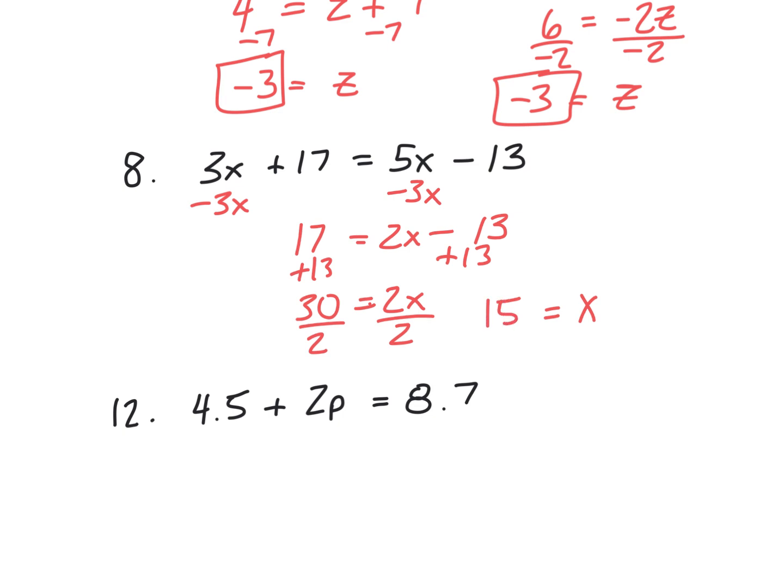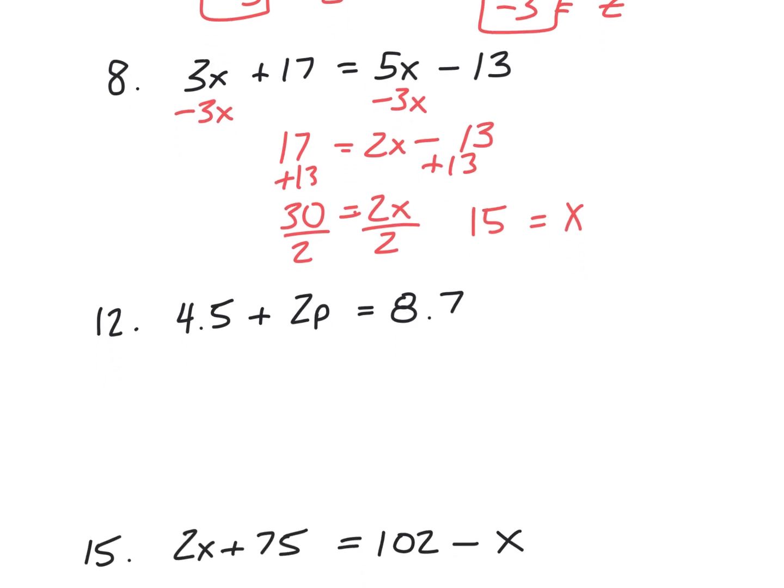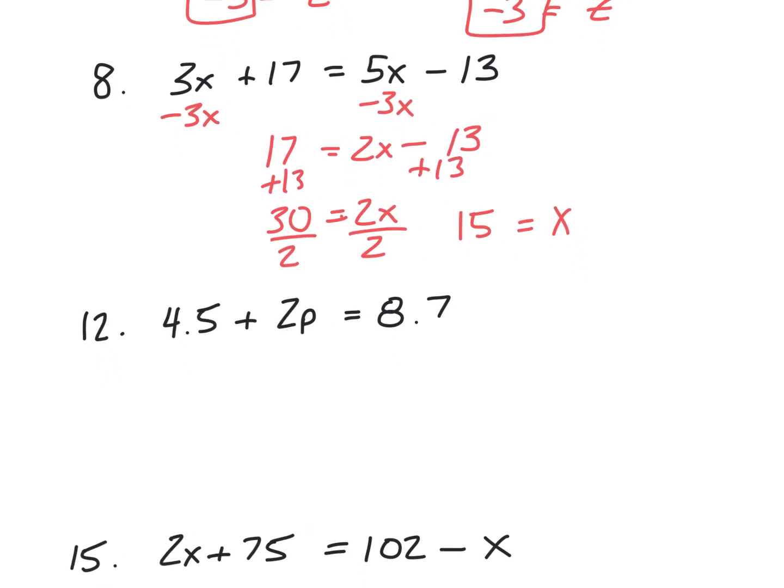Number 12 is just an example with decimals. You'd still do the same thing. Again, the number is in front, so this is like a plus there. So I'm going to subtract 4.5 from both sides. That leaves me with 2p is equal to 4.2. Undo the multiplication by division, and I would get p to be 2.1.